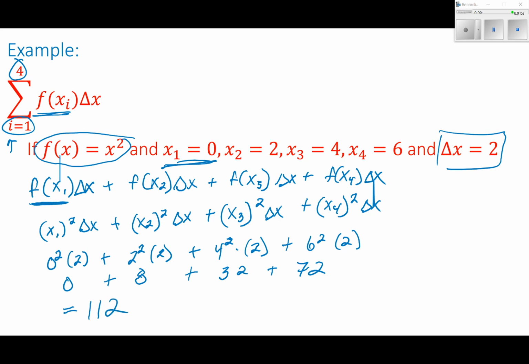I can add all that up to get 112. So this one, there was a lot going on with the notation, but they had to give us the second red line and tell us some information, and then it was just slowly substituting in each part until we only worked with numbers, and we ended up with a final answer of 112.